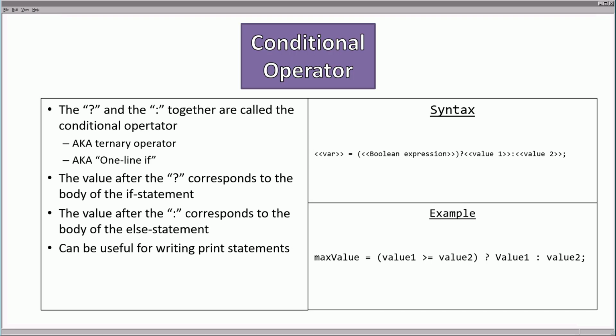There's a special kind of operator called the conditional operator, otherwise known as the ternary operator or the one-line if statement. So if you see a combination of a question mark and a colon together, it basically creates a one-line if statement. What you can see here is we can assign the value of a variable to some Boolean expression followed by a question mark. Then, if this is true, we assign value 1. However, if this is false, we assign value 2. Now, these can be very useful for writing print statements.